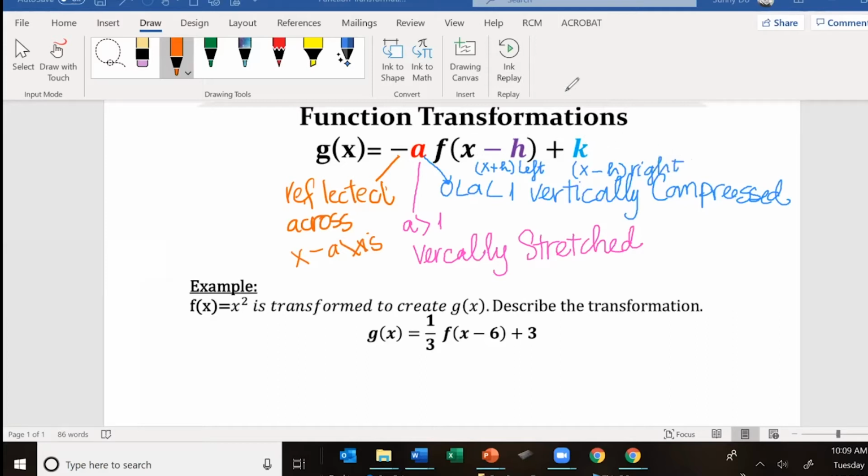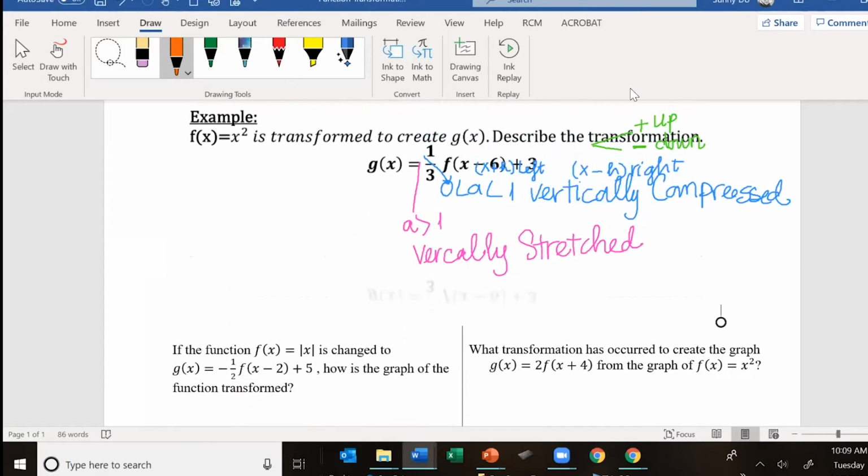At the end, sometimes we're going to have a graph that has adding or subtracting. So if you have a positive number at the end, then we're going to move your graph up. And then if you have minus k, it's going to translate your graph down. Okay, so that is a review of the general rules. We're going to take a look at the example at the bottom right here.